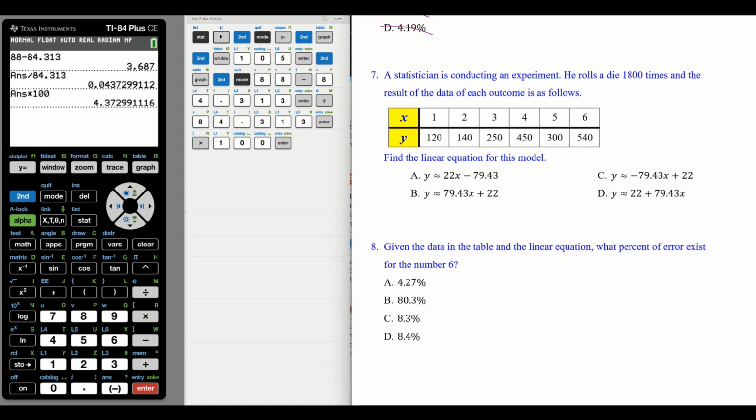Then on number 8, you see the pattern that's going here. Then at number 8, we need to find, it says use the data in the table and the linear equation. What is the percent if we look at 6? Oh, now this is going to be a little different. Okay, great. Let's get to it.